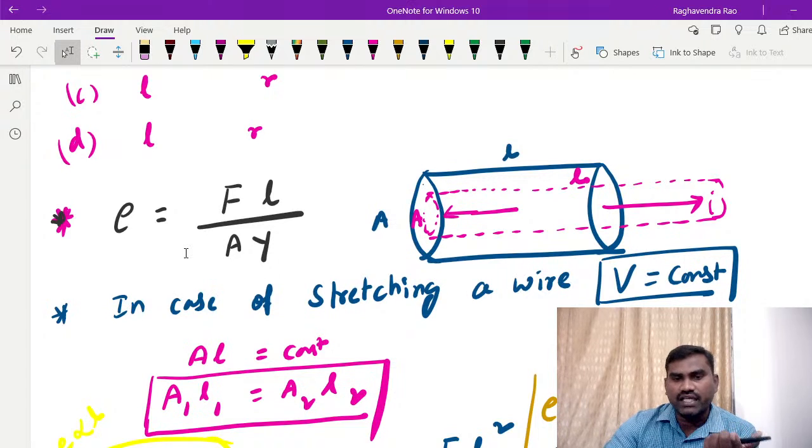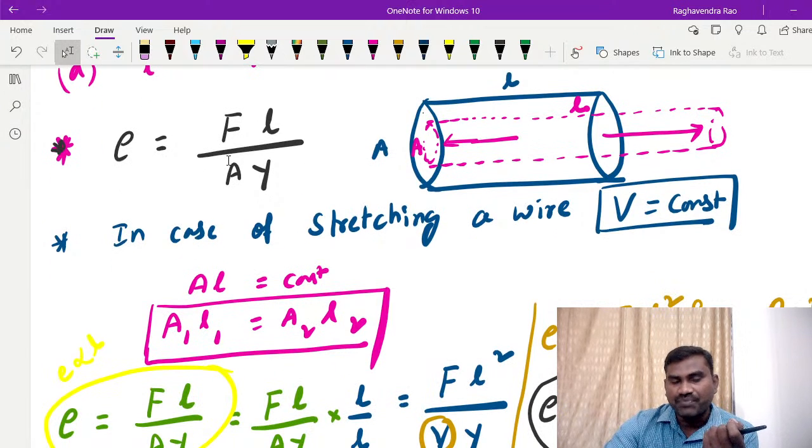Or elongation, in which wire elongation is more. So elongation is more means Young's modulus is less. That means that is less elastic. So in the case of stretching of a wire, volume will remain constant. Volume is nothing but area of cross section into length of the wire. Area times length is equal to constant. Area of cross section increases means length will decrease. Length increases means area of cross section will decrease.